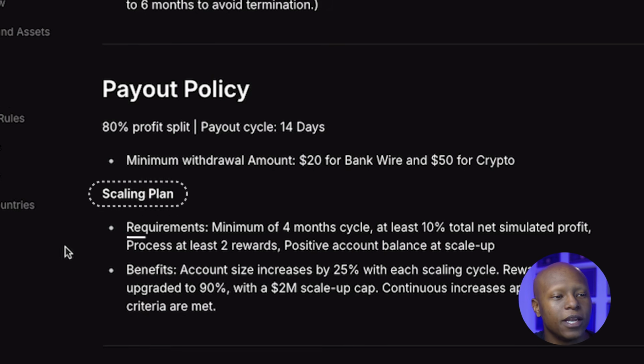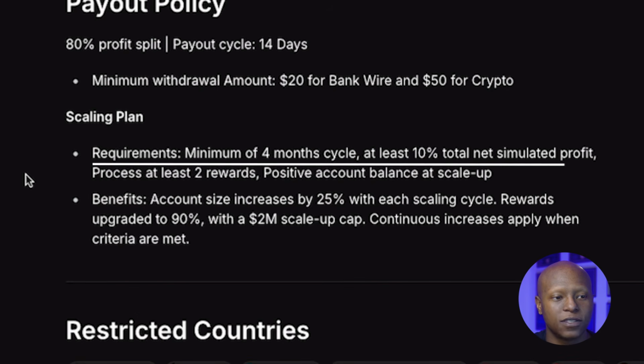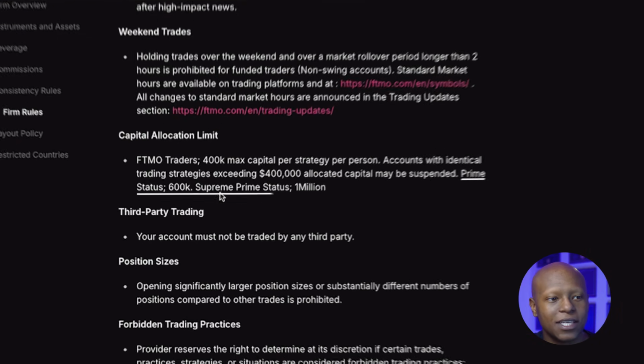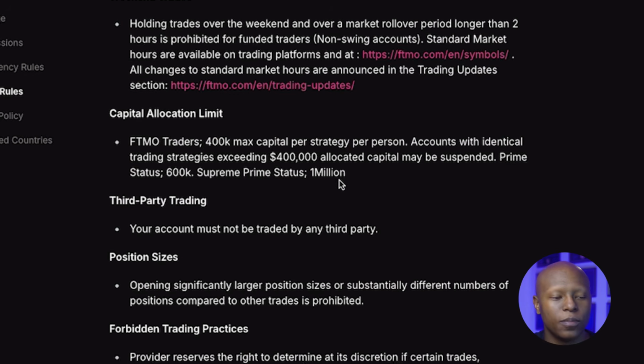And in terms of their scaling plan, it says the requirements are a minimum of a 4-month cycle, at least 10% of the net simulated profits, at least 2 rewards processed, and a positive account balance at scale up. So these are the things that you would need to scale up to those 2 plans that we had mentioned above, which would have been that Prime status and then Supreme Prime status of $1 million.